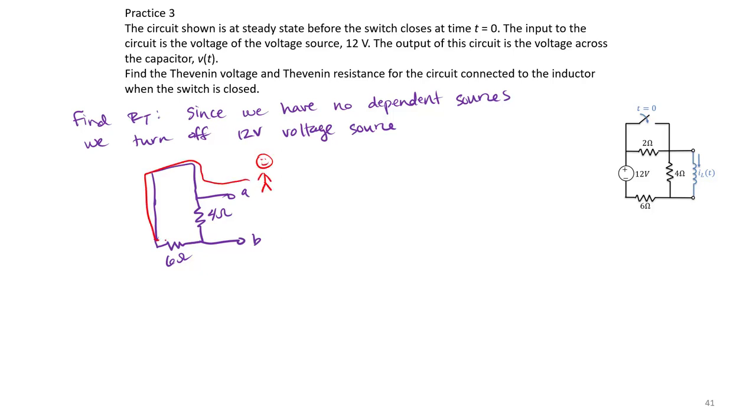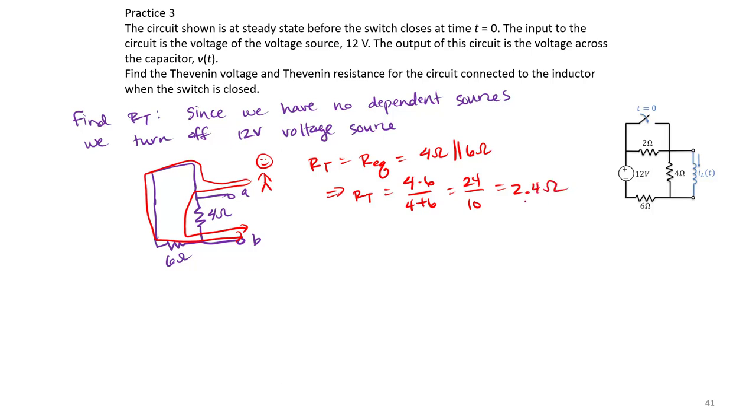So notice we need to walk from A to B, and notice there are two parallel paths. So here, our Thevenin resistance will be the 4 ohm resistor in parallel with the 6 ohm resistor. If we use our shortcut equation, we determine that our Thevenin resistance is 2.4 ohms. And there you have it.